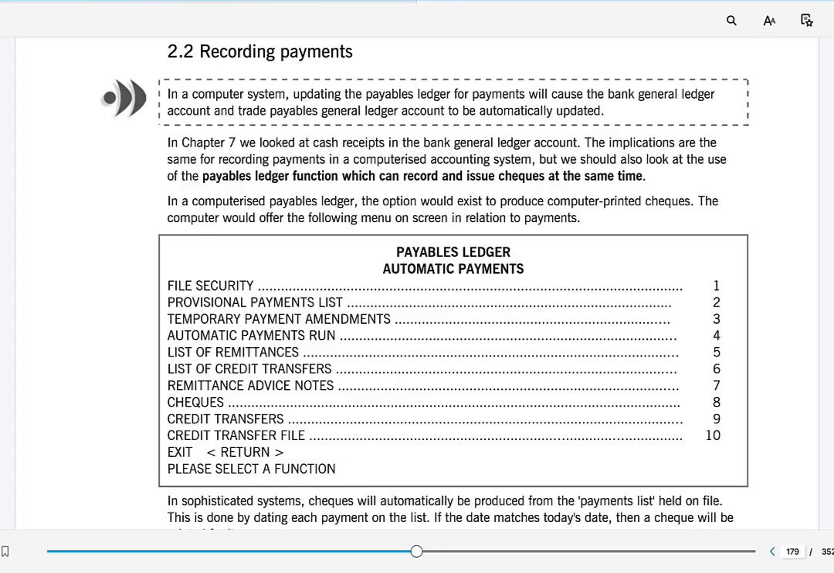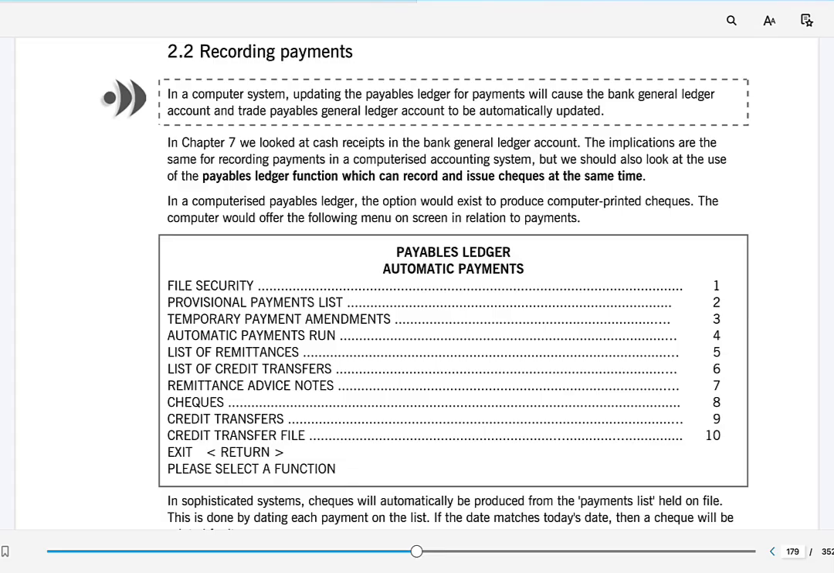So today, I want you to imagine you are working in the accounts department of a real company. You are the accounts clerk. Your job is to record supplier payments properly and make sure the system updates everything correctly. Lesson 2.2. What does recording payments mean in a computer system? When a business pays a supplier, two things must happen at the same time. First, the supplier account must be updated, meaning we must reduce what we owe to that supplier. Second, the bank account must be updated, meaning we must show money has left the bank.